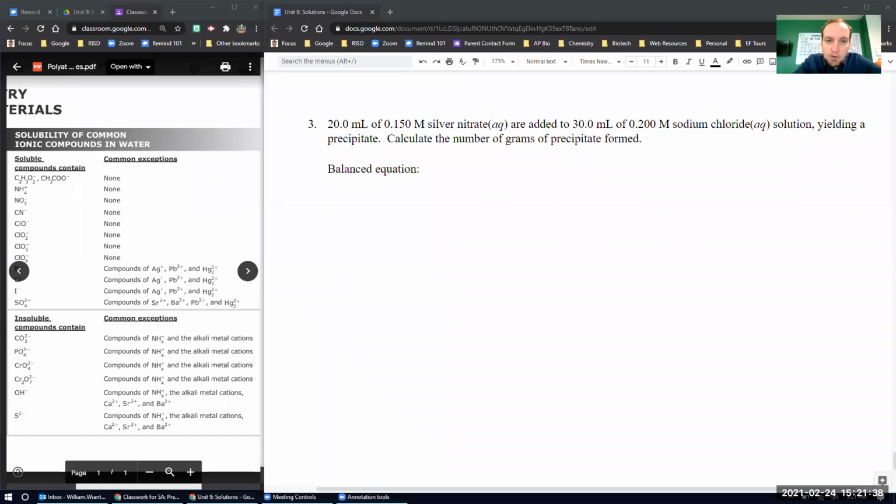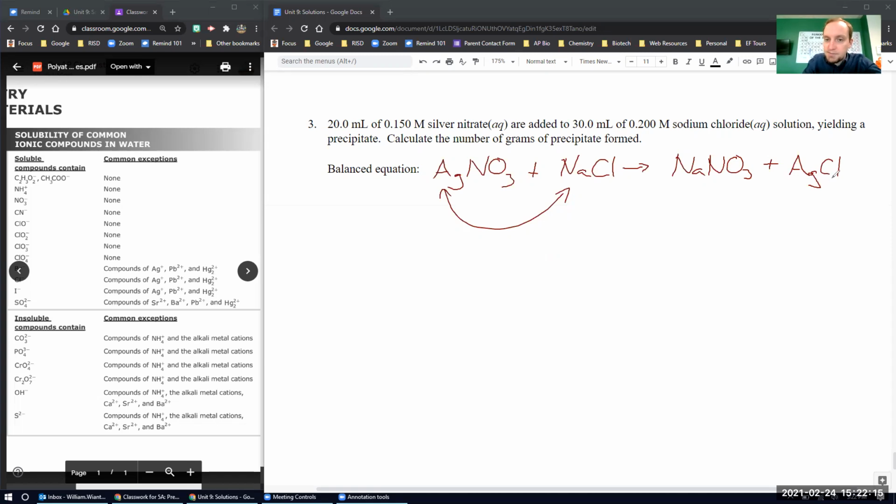All right, so we have some volume of a molarity of silver nitrate. Silver nitrate is AgNO3, is added to sodium chloride, which is good old table salt, NaCl, yielding a precipitate. Okay, we don't know what that precipitate is yet, but we're going to have to figure it out. Again, I'm going to take the silver and the sodium and swap them. So I'm going to put sodium nitrate, NaNO3. Na is a +1 and nitrate is a -1, so that works out quite nicely. And then my Ag will go in front of the Cl. Ag is a +1, Cl is a -1.